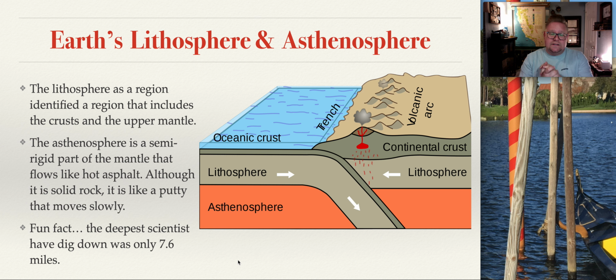The asthenosphere is a semi-rigid part of the mantle that flows like hot asphalt. So it is a liquid in a sense, but it's more like a putty. So it is molten, but it's not like water. It's very dense and it's like putty, really, and it moves very, very slowly.